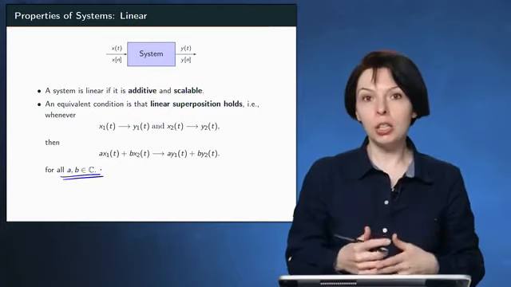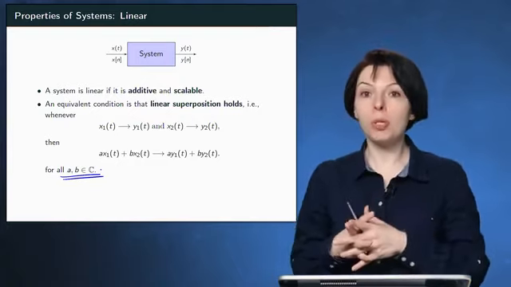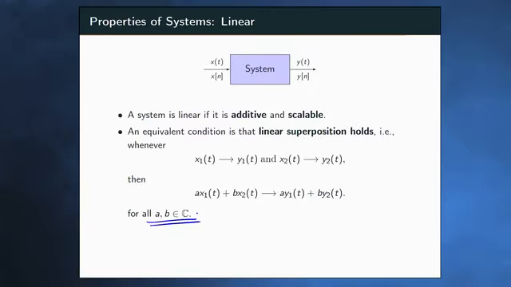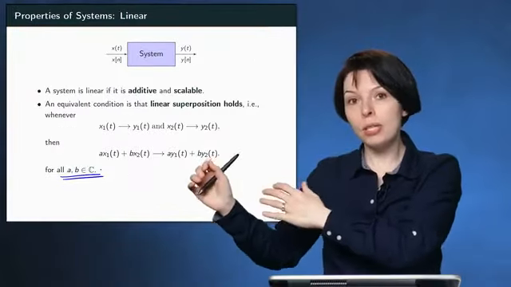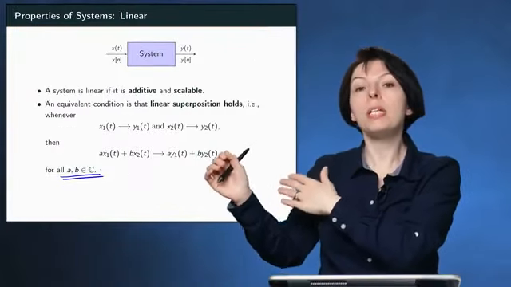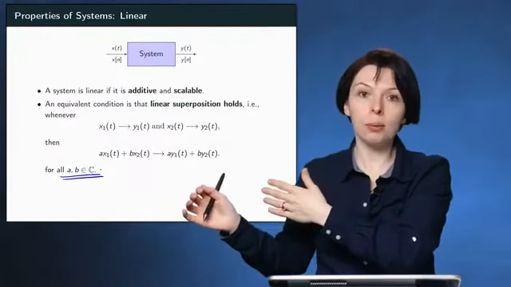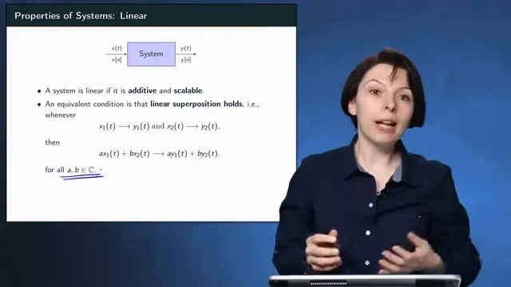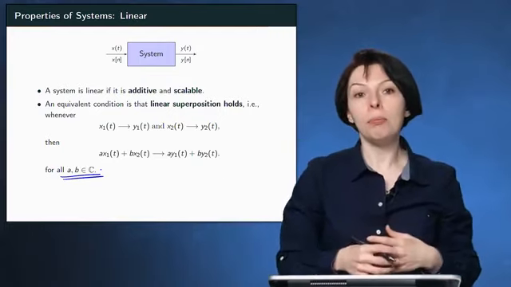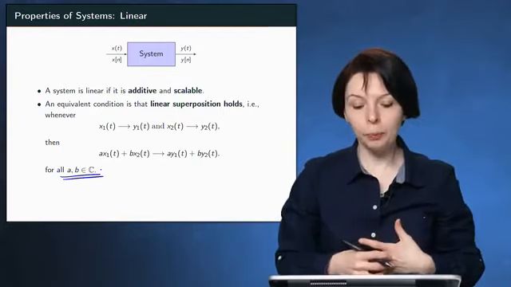So a system is linear if it is additive and scalable. An equivalent condition is that linear superposition holds. That means whenever you apply x1 and you get y1, and you apply x2 and you would get y2, then if you apply a times x1 plus b times x2, you are going to receive a times y1 plus b times y2 in a linear system. And this expression is valid for any a and b as complex numbers.